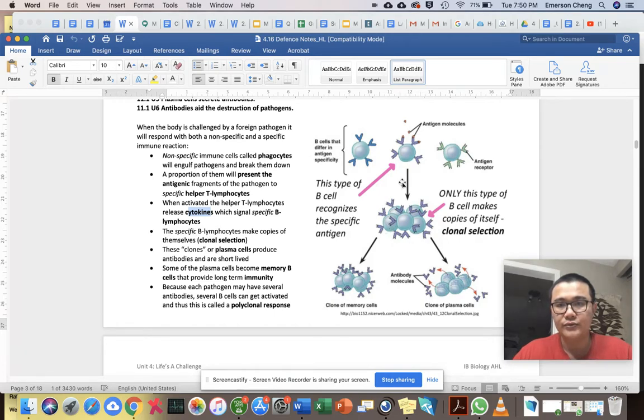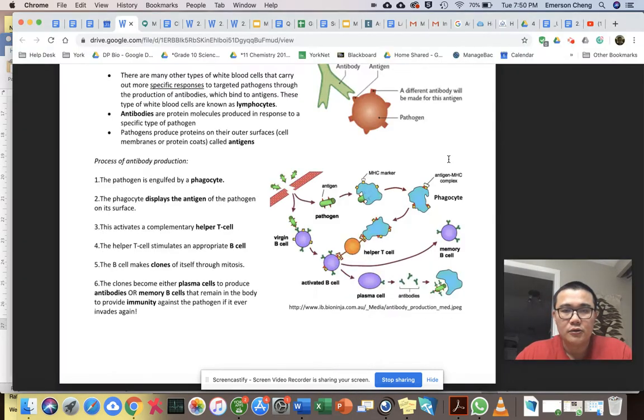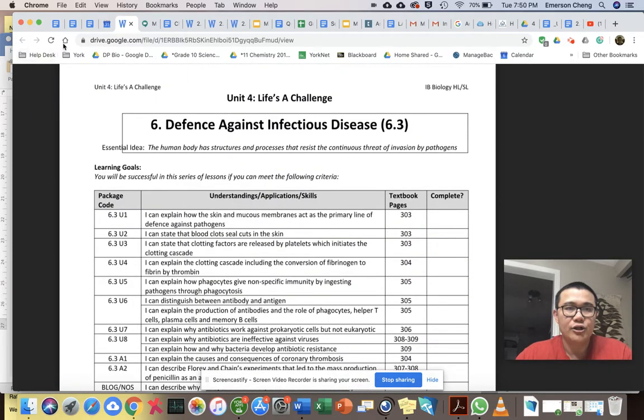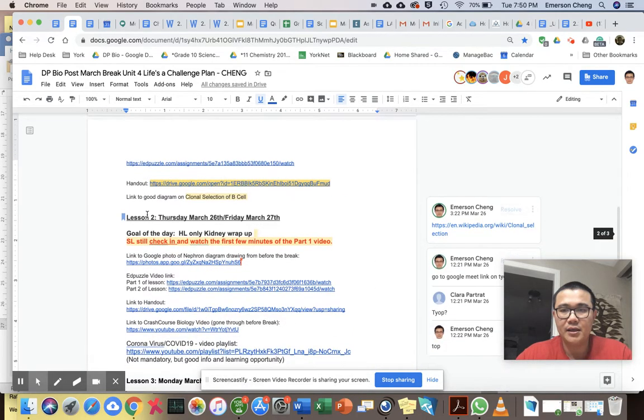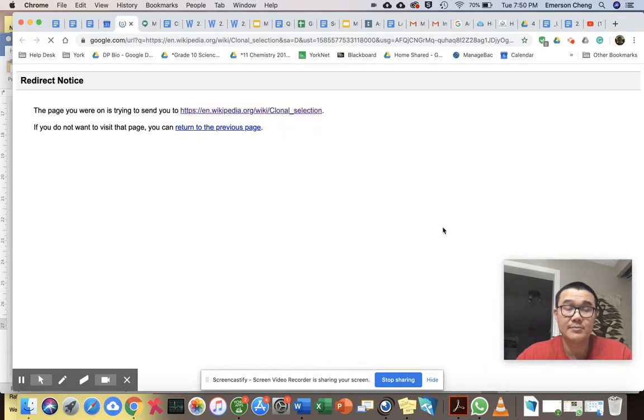That's clonal selection. Now this diagram here is not the best. This diagram again is not the best. I will go back to what I shared with you on the handout, the Wikipedia page diagram. This one is much better and much more clear.